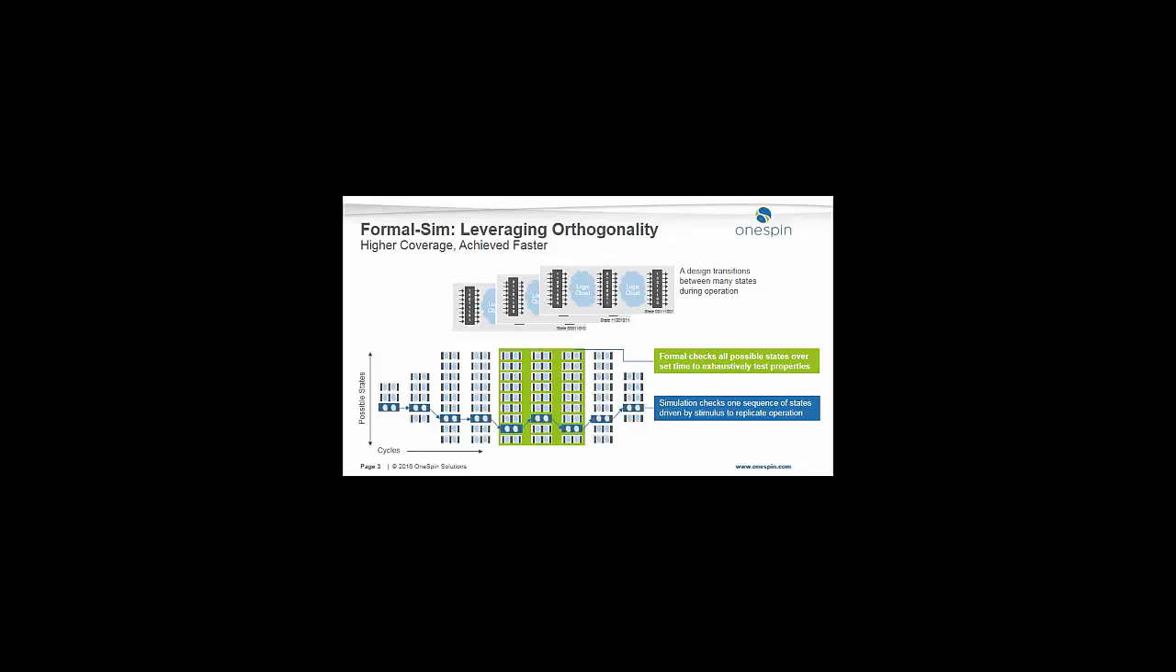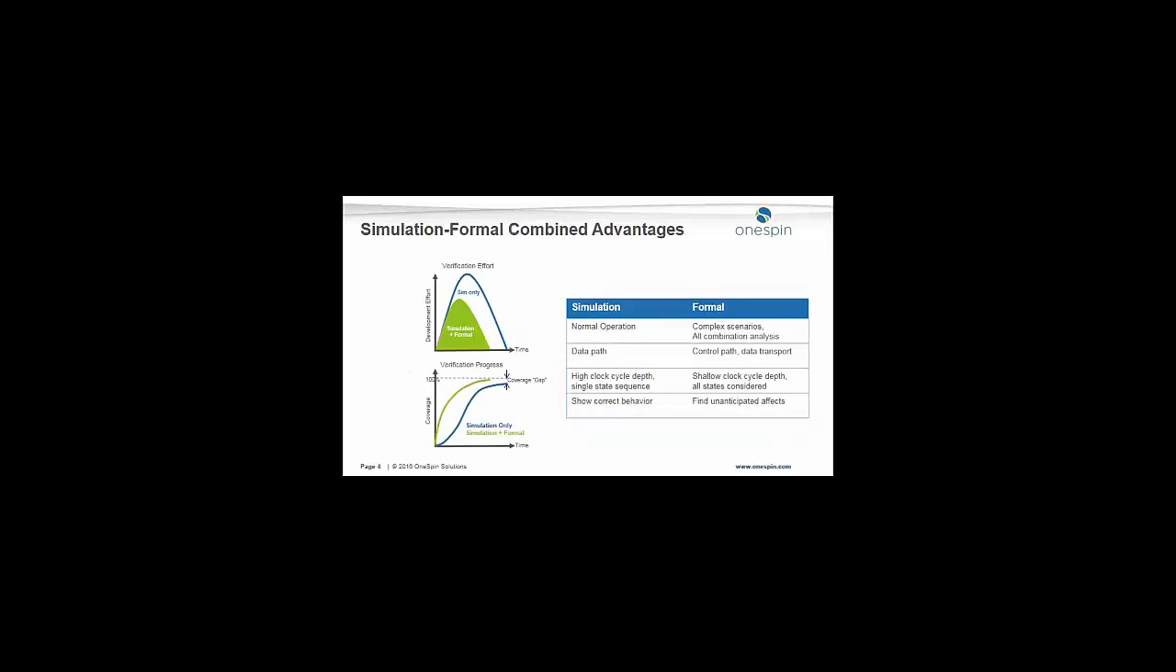As you all know, the fundamental difference between formal and simulation is this: you've got your design, with loads of transition states that the design can go through, and in simulation you've got one possible path that is driven by a test bench input, while formal explores the whole design space in parallel. Each of these is useful for different things.